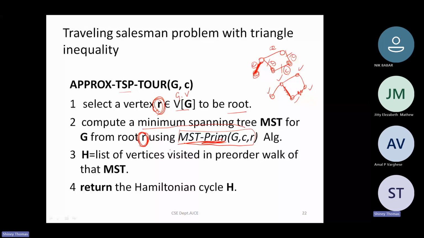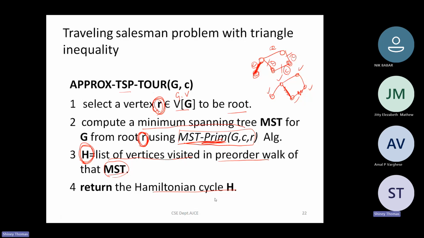Okay, now you get a list. After you have a minimum spanning tree, you have to do a pre-order walk on the minimum spanning tree. We'll see what a pre-order is. You'll understand this when I give you an example. The list of vertices visited in a pre-order walk on the minimum spanning tree is labeled as H. Once you get that, it is returned as a Hamiltonian cycle. This is what we do in the approximate TSP.